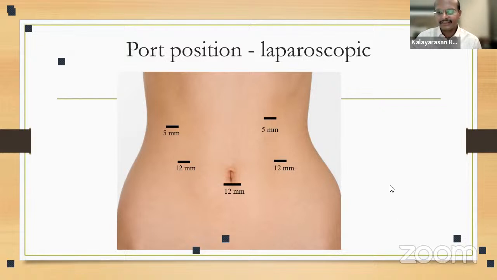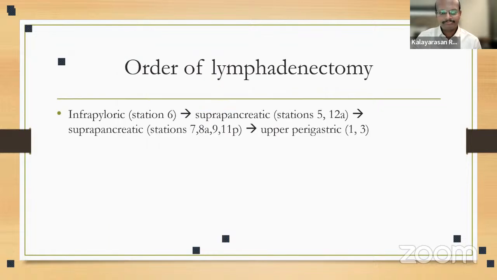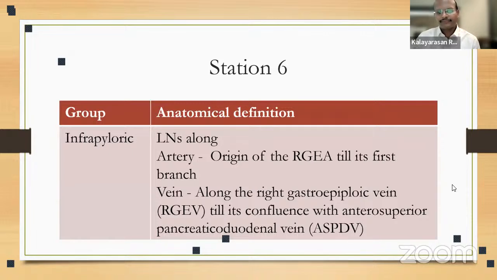Obviously, there are various techniques of doing a laparoscopic gastrectomy. The order of lymphadenectomy which we follow is starting with the infrapyloric, then the suprapancreatic, stations 5, 12A, and then we do the 7, 8A, 9, 11P, and finally the upper perigastric. So we had a good discussion on the lymph node anatomy. Today, what I'll focus on is the technique of doing those dissections.